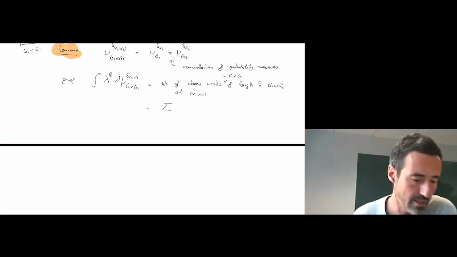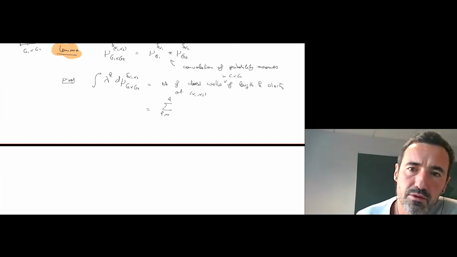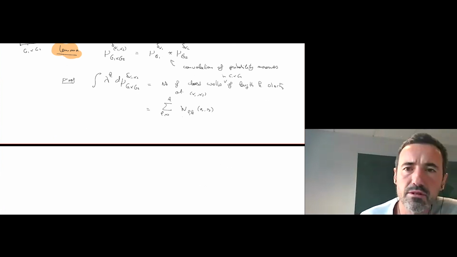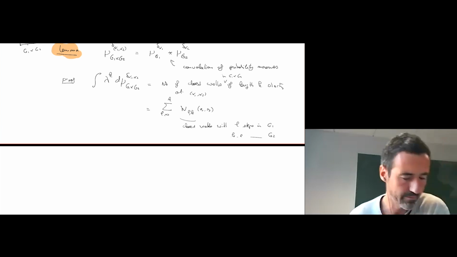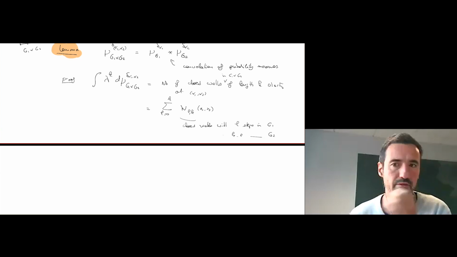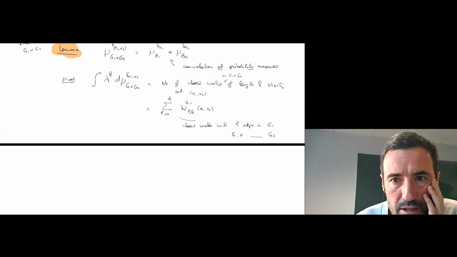So you can write that as a sum from L equal 0 to K of W_{L,K}(x1, x2), which are closed walks with L steps in G1 and K minus L steps in G2. So these are closed walks in the graph G1 cross product G2. Let's call the set of walks of length K at (x1, x2).